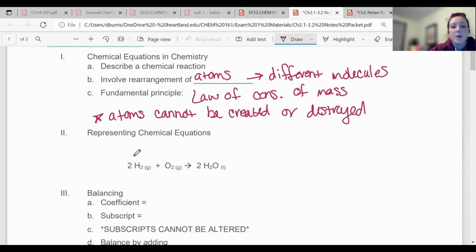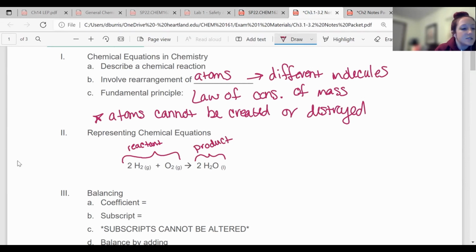So this is a chemical equation. I'm going to break it down. We're going to use a lot of chemical equations this year, so there are some terms that you need to know. First of all, anything on the left side of the arrow is considered a reactant. Anything on the right side is considered a product.